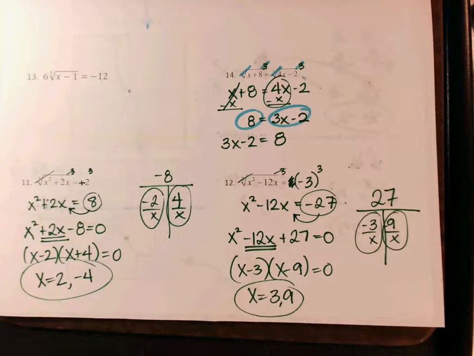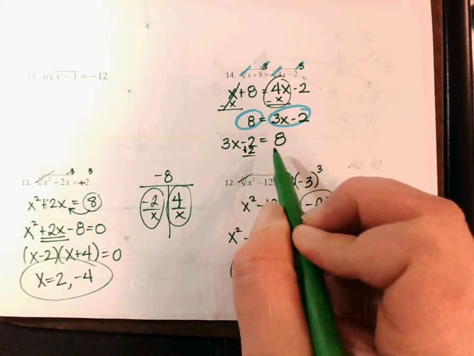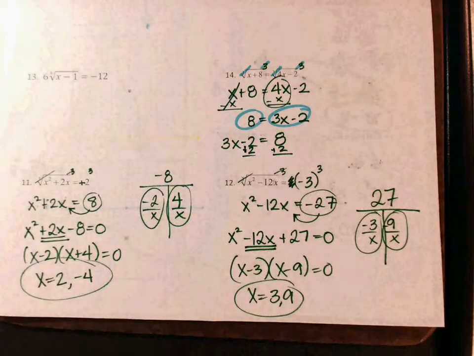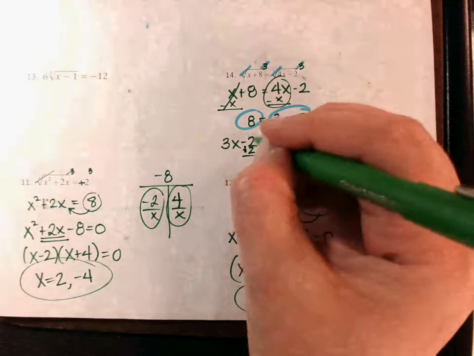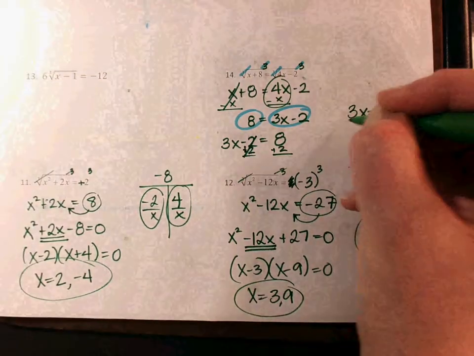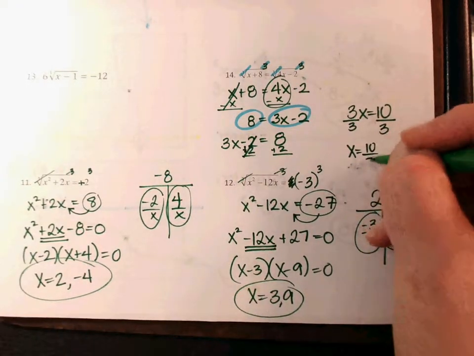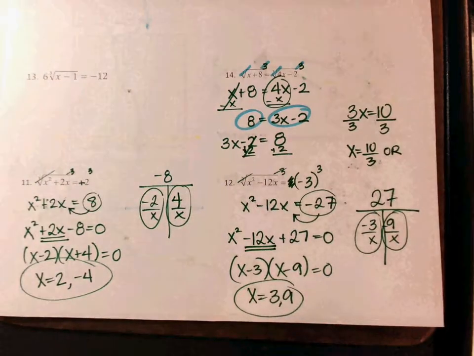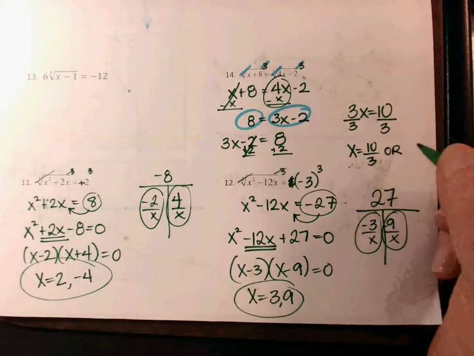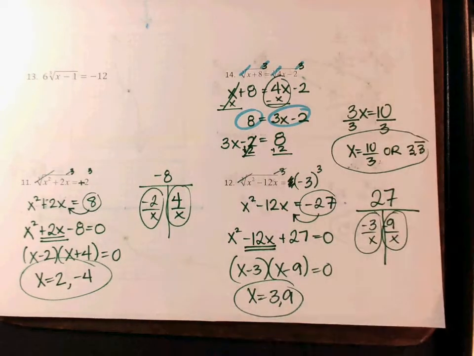Then from there, what's your next step? Yep. 8 plus 2 gives me 10. And then if 3x equals 10, yep. And you can just leave it as 10 over 3, or if you divide it, it's 3.3 repeating. Okay?